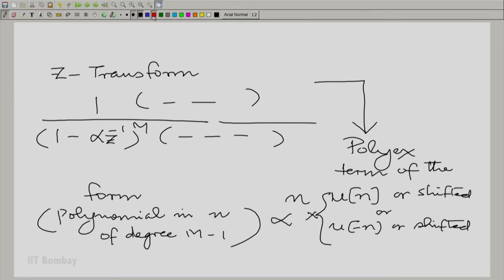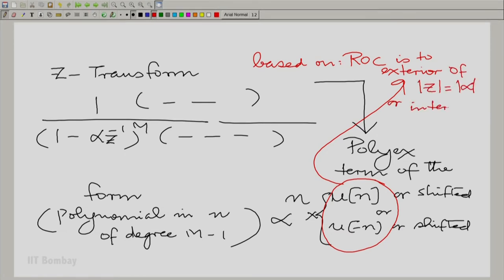This time, the choice between u of n and u of minus n is based on whether the region of convergence is to the exterior or the interior. You draw the circle passing through alpha with a center at the origin, and you look at the region of convergence. If the region of convergence is to the exterior of that circle, then you have the right sided sequence. If it is to the interior of that circle, you have the left sided sequence. So, here the choice is between exterior and interior. And of course, the region of convergence can never pass through a pole. The pole is a singularity.